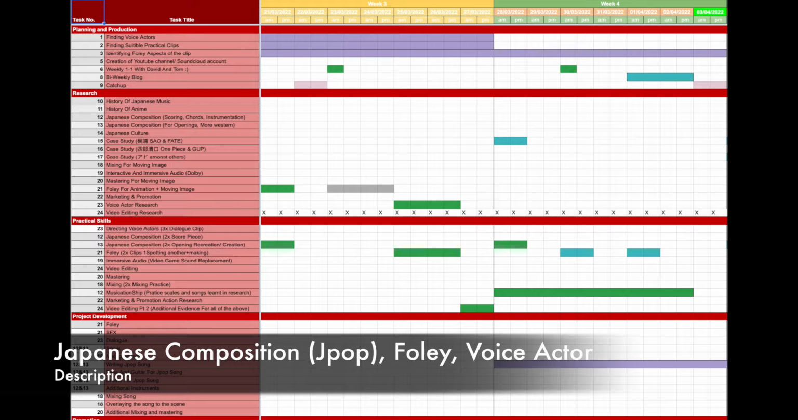What I was meant to do this week was Japanese composition, so J-pop composition, research for Foley, as well as voice actor research. I was also meant to do Foley, as well as a bit more Japanese composition.